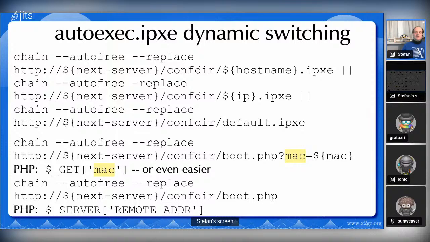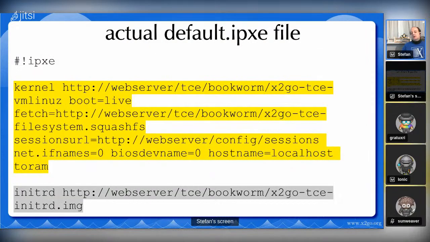Now, what does an actual default iPXE file look like? It's obviously just another iPXE file like the autoexec.ipxe. So it starts with the same shebang line. And here we are loading a Linux kernel via HTTP. And the boot parameters are appended to the kernel line. There's also the line that tells our system where to find the squashfs file for the live image in the same block. And at the bottom, you can see the line required for loading the initial RAM disk. Everything within one colored block goes on one line, by the way.